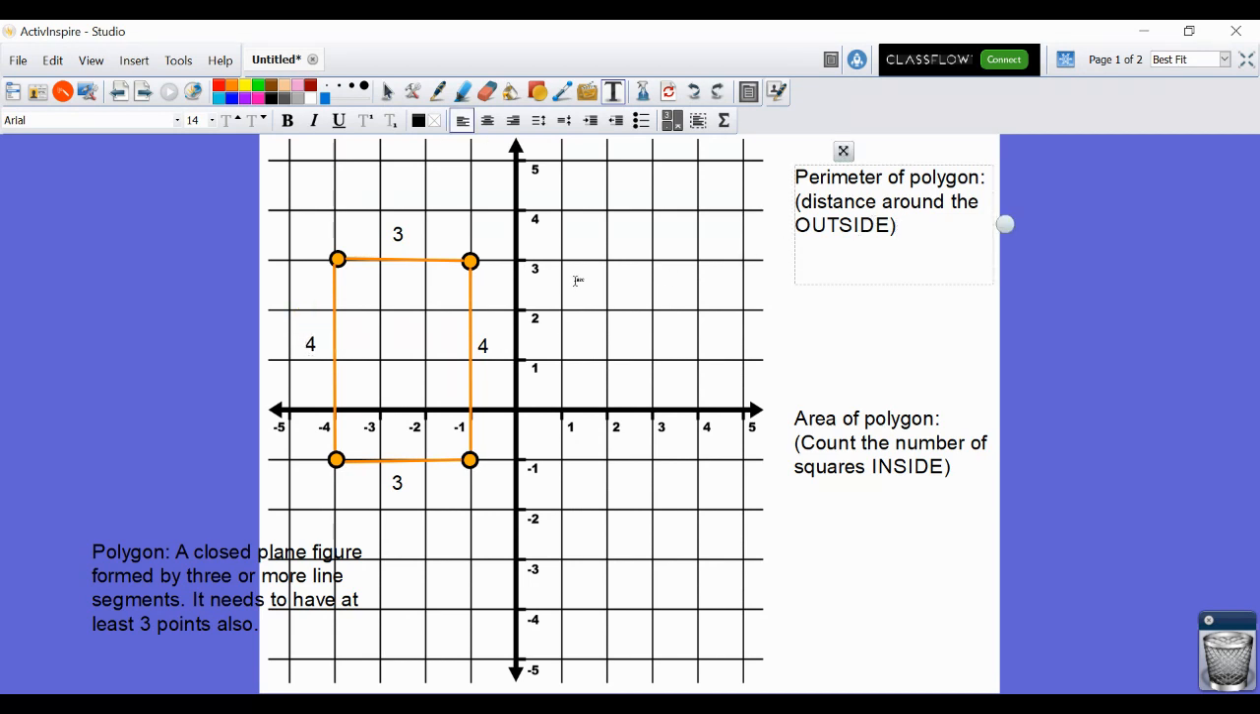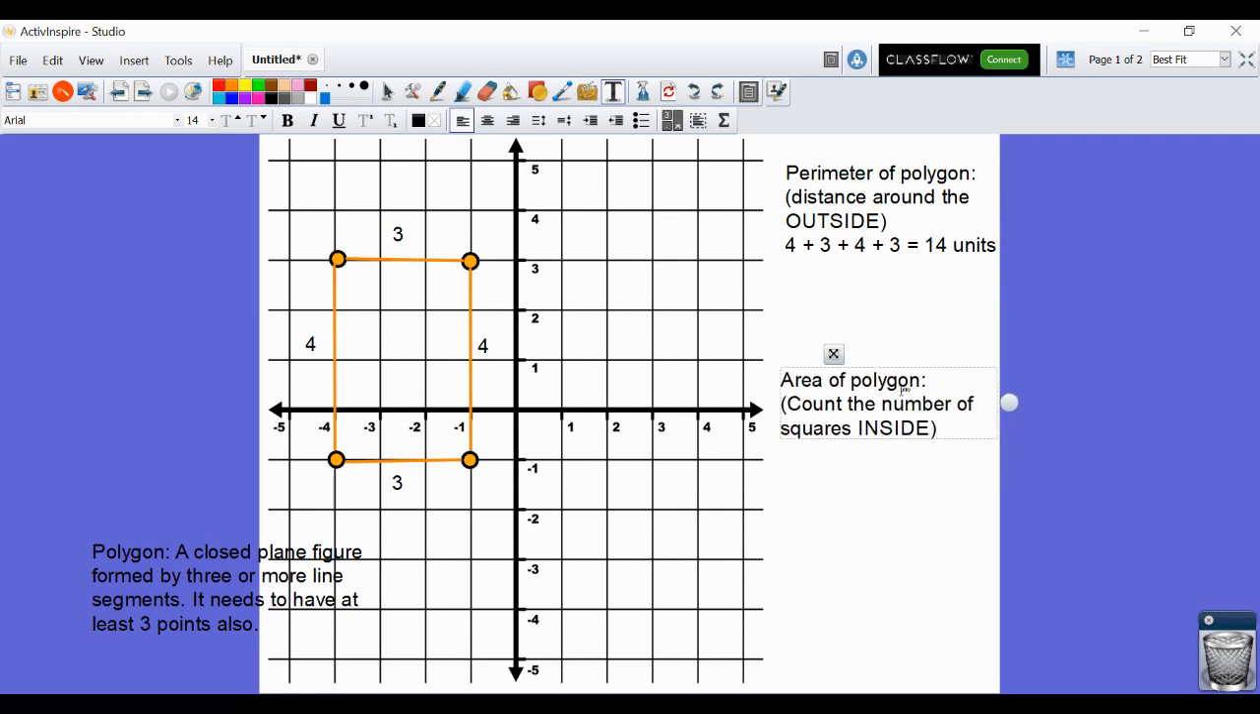So how do we find the perimeter now of this polygon? Well, to find our distance around the outside, we're going to add up all the sides. So 4 plus 3 plus 4 plus 3. So our perimeter of this polygon is 4 plus 3 is 7, 7 plus 4 is 11, 11 plus 3 is 14. So 14 units. And it is not square units because we did not find area. It's just regular units. Now, let's find the area of that same polygon.